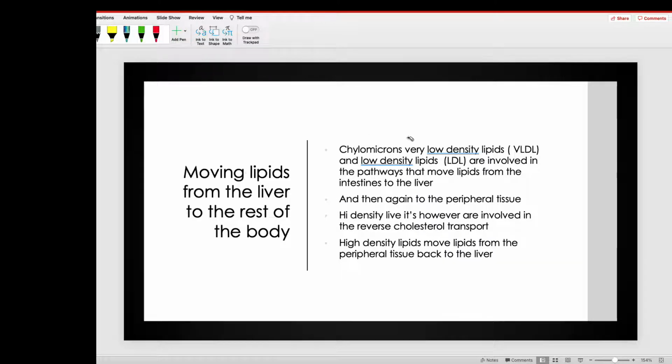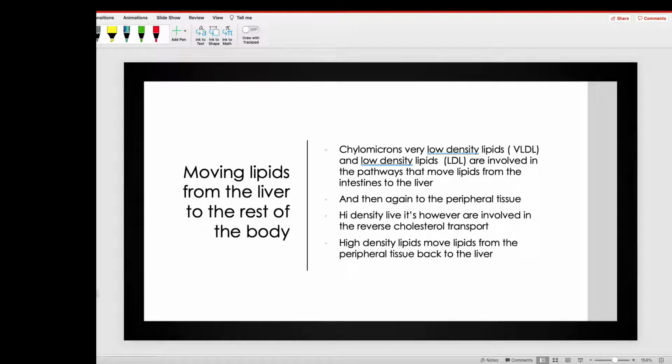Now, this is more on the low-density lipid stories. I already kind of told you this, but let's just go over it anyway. The VLDL and the LDLs are the ones that are going to deliver that cholesterol to other parts of the body, and the high-density lipids are going to bring it back. We already talked about that. Just kind of beating a dead horse here.